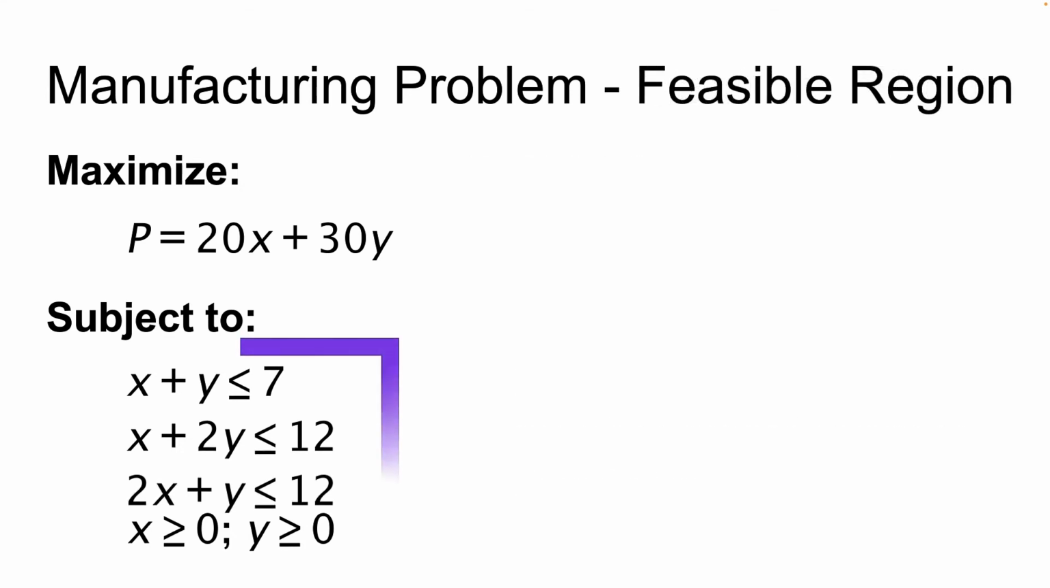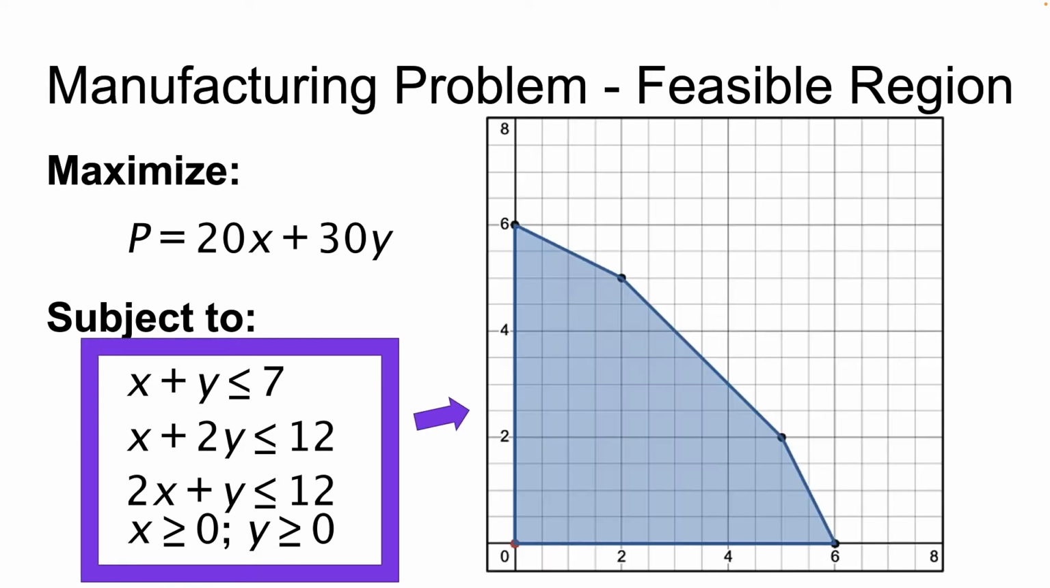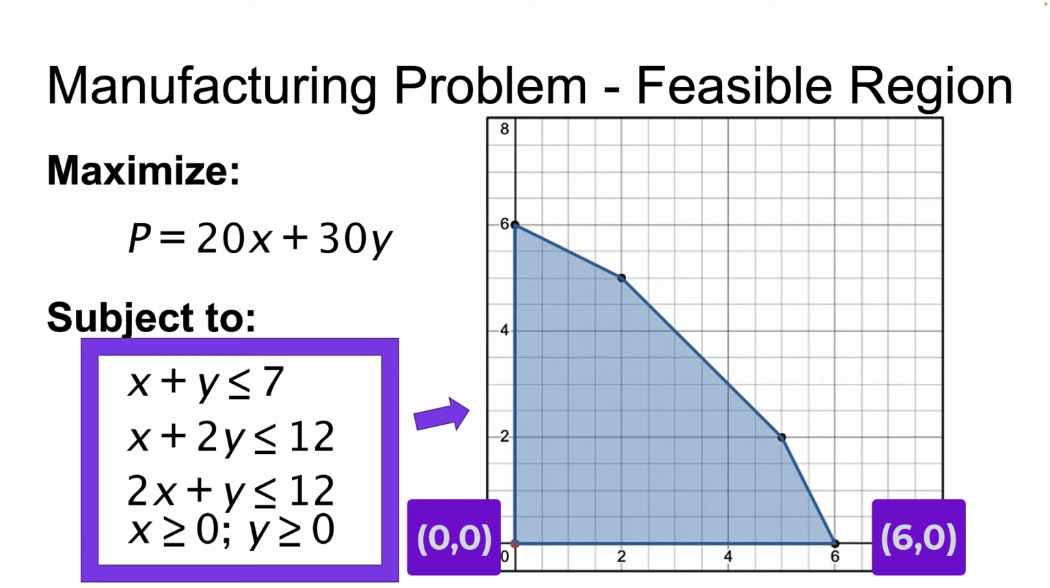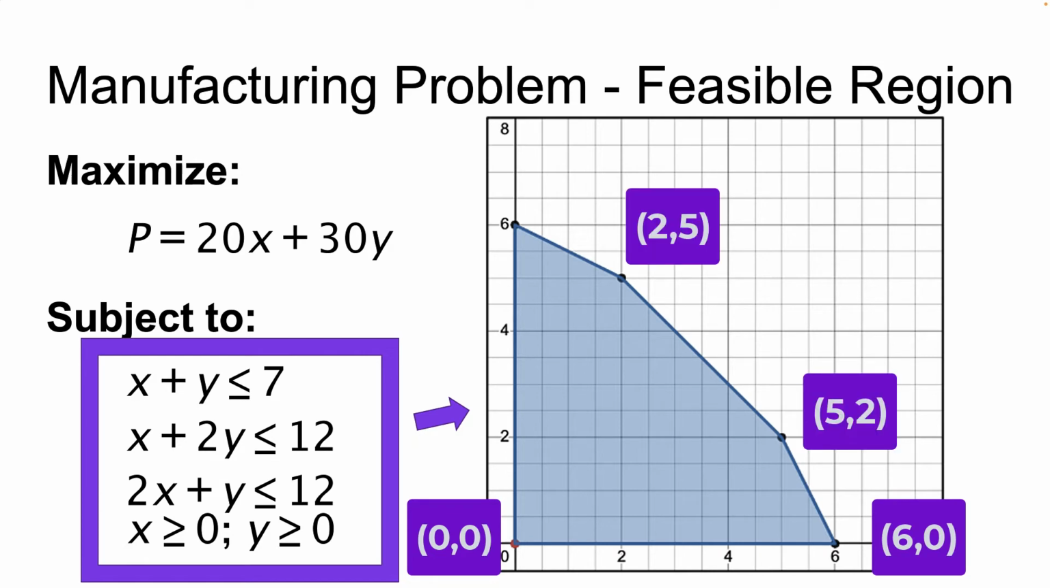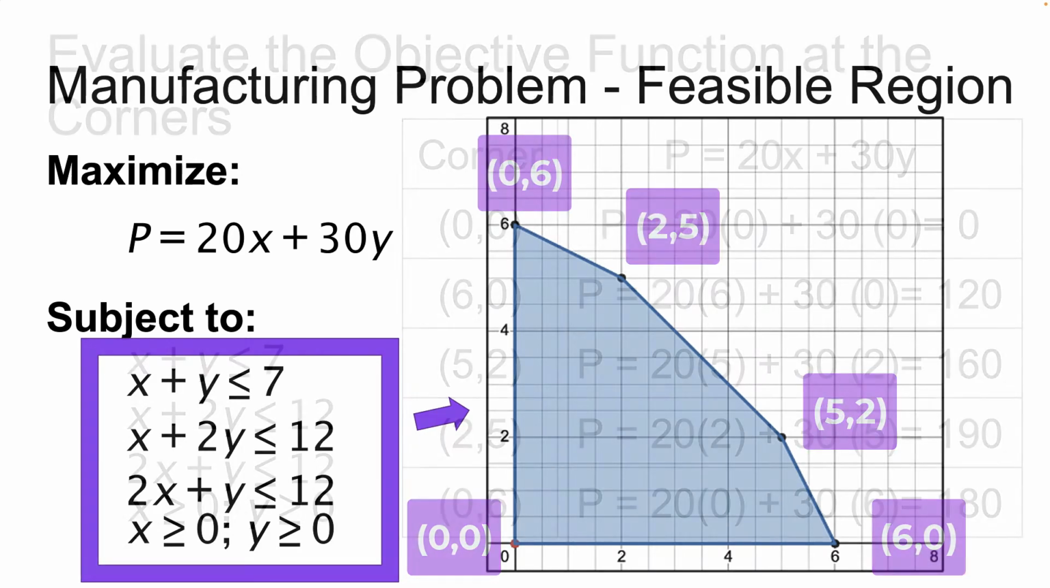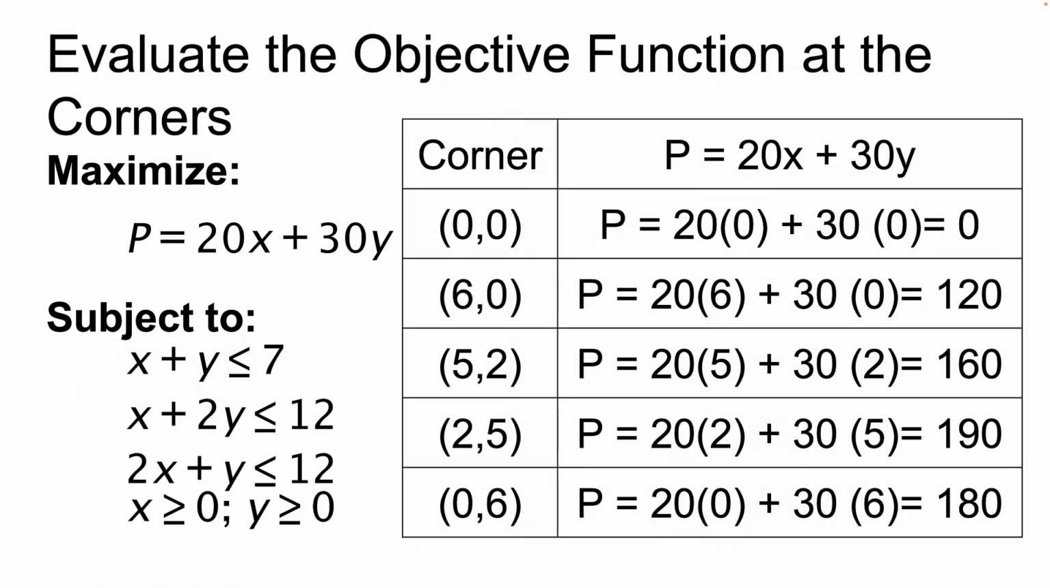Essentially, what you would want to do is you would take your constraints and set up the feasible region, which looks like this polygon here. Then you would identify the 5 corners, (0, 0), (6, 0), (5, 2), (2, 5), and (0, 6). You take those corners and evaluate the objective function, which is our function for profit here, P equals 20x plus 30y, and you evaluate that function at each of those 5 coordinate points. You use the function values to determine your maximum value.